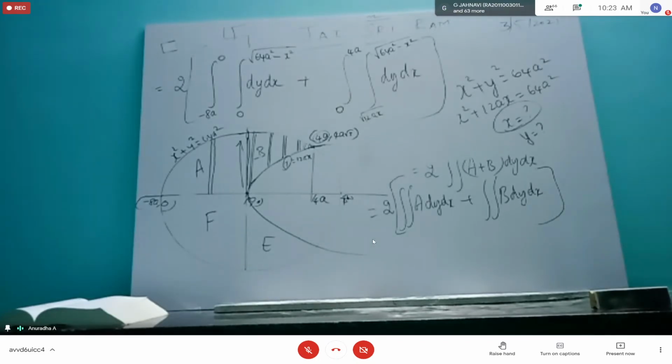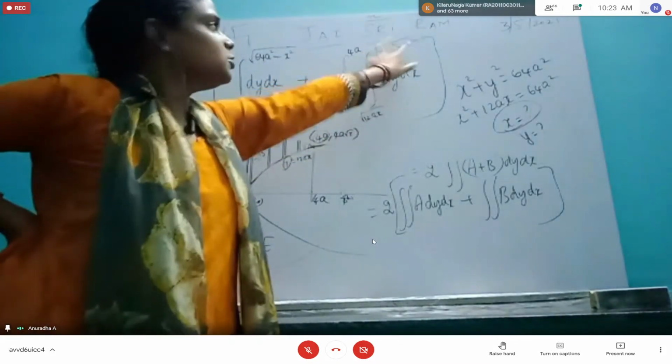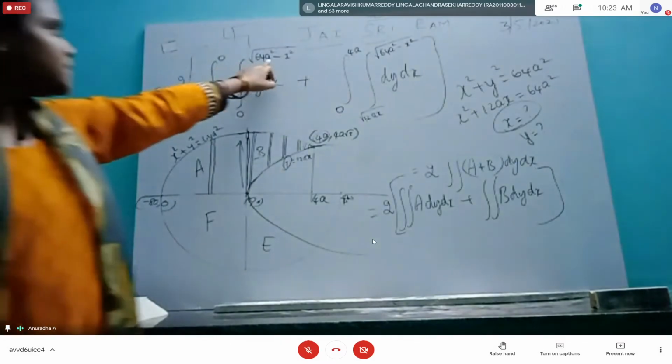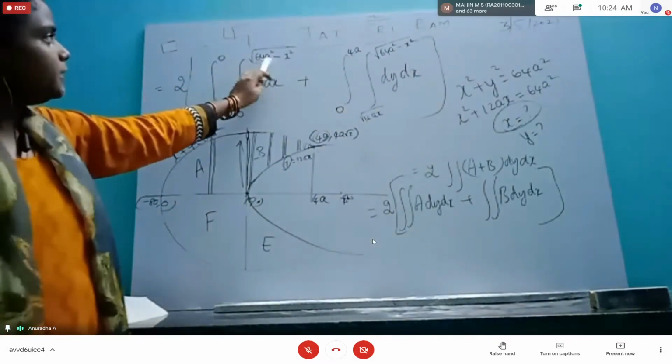Once we find the limits, then our work is to just find the integration. Anyone doing integration work? It's a bit hard sum because we have here 164, here one root, here one root, here one root. So here it is the a square minus x square formula. Please write this as 8a whole square.